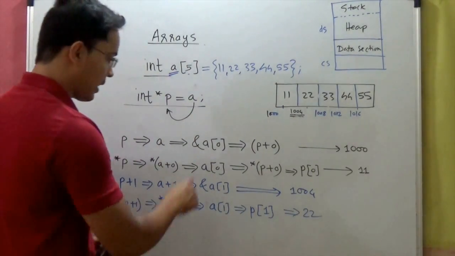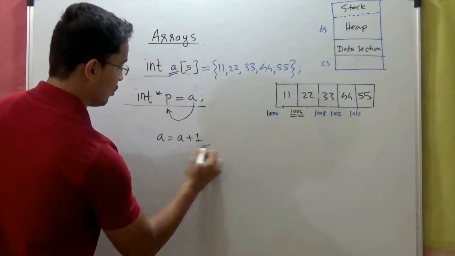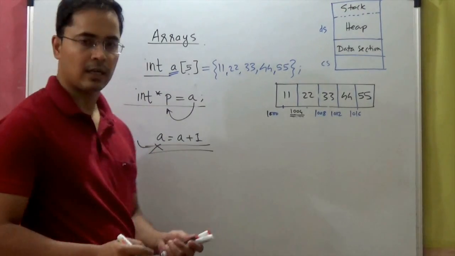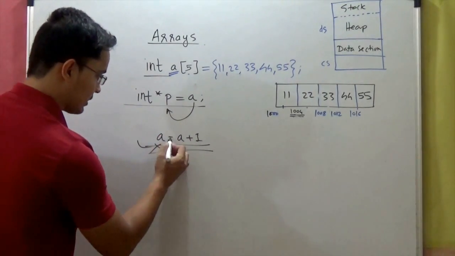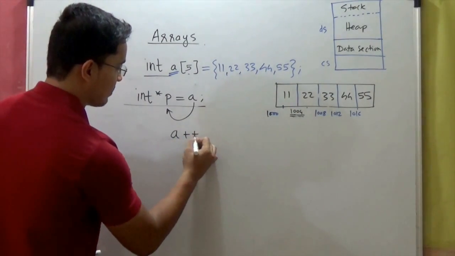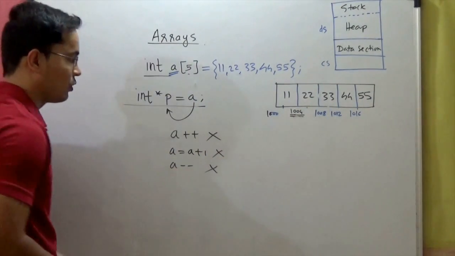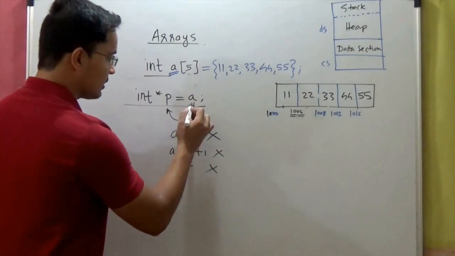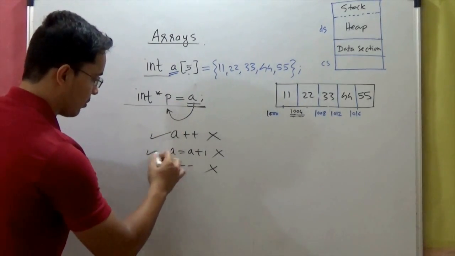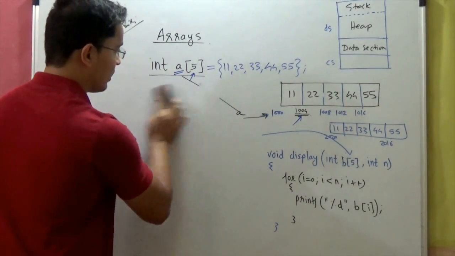And although you can get the base address of the array using a, you cannot say a equal to a plus 1. No, you cannot change a. A is like a constant pointer. It's kind of like read only, right? So you cannot assign a value to this base address of the array. You cannot say a equal to a plus 1, or a plus plus, or a minus minus. No. You cannot play around with a. It's giving you the access to the base address. Read only. You can assign it to a pointer and then you can do all these operations on the pointer, but not on a.